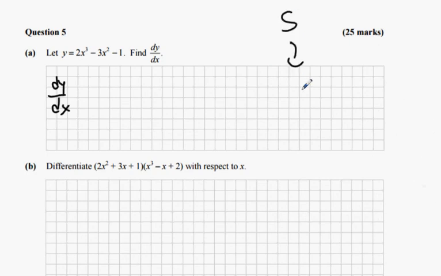As an example, 5 on its own would differentiate into 0. Minus 100 would differentiate into 0. So there's different rules for different numbers, okay? And you're about to see all rules in play now.